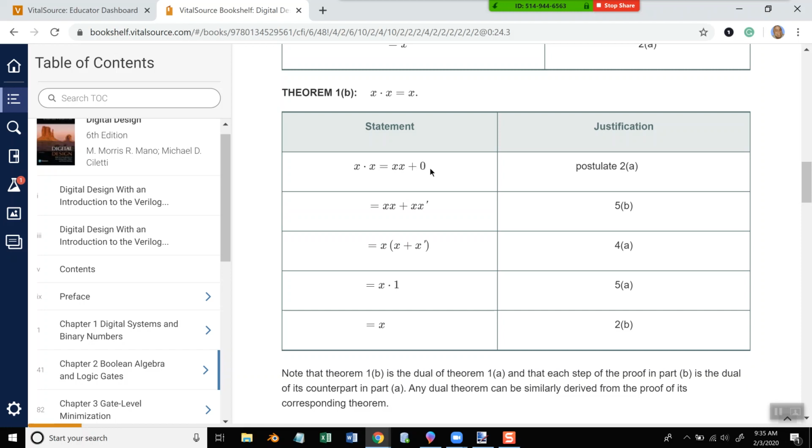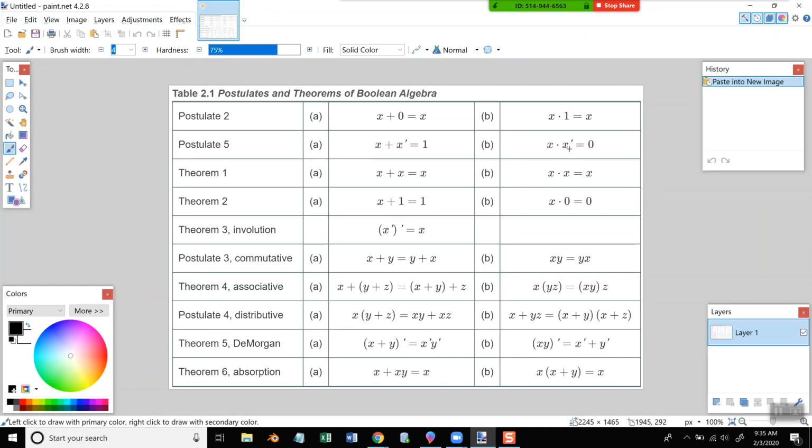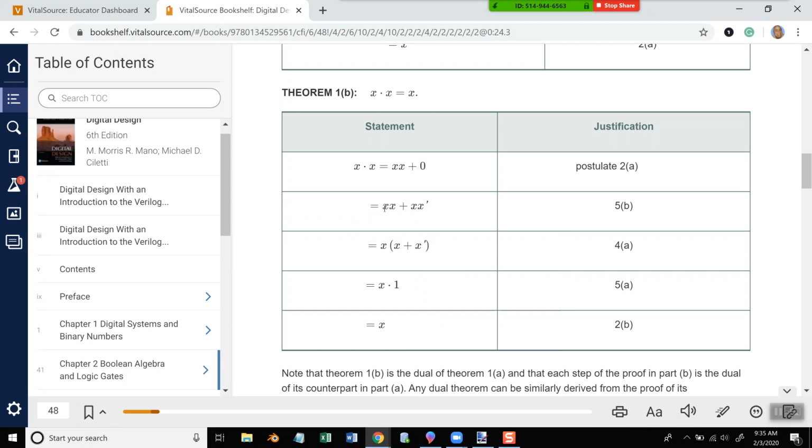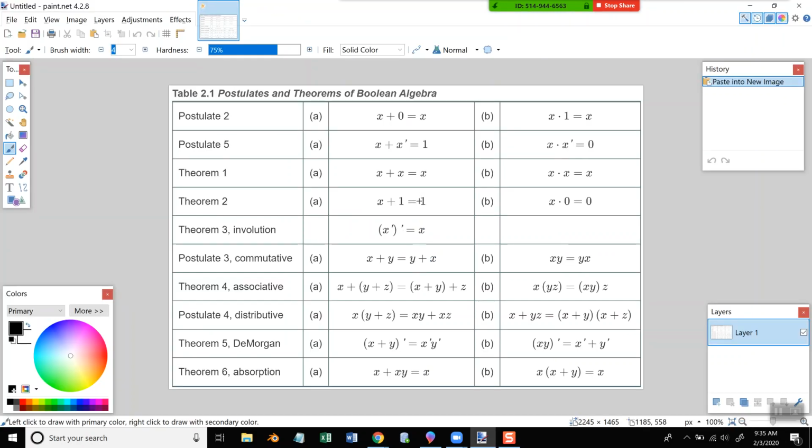Then 0, from postulate 5b, is equal to x and not x. That's where the x and not x comes in right here. And then at that point, two items multiplied with a plus between them. And the first is the same in each.